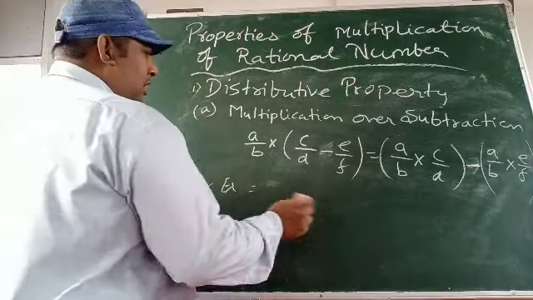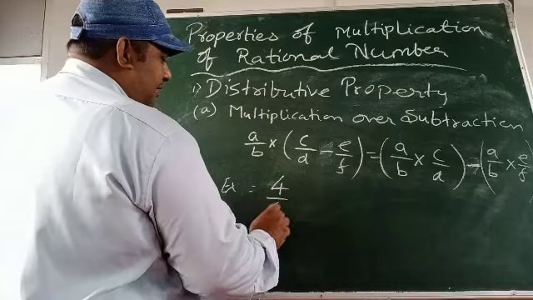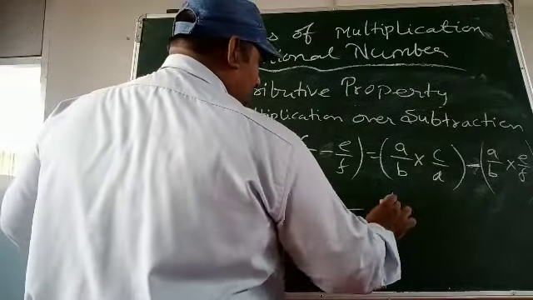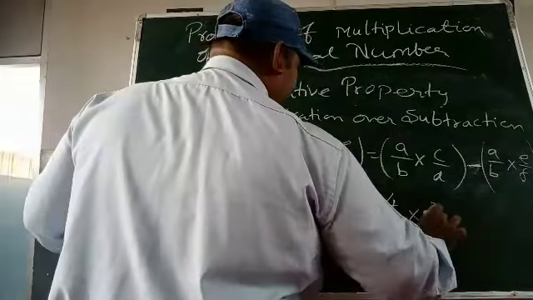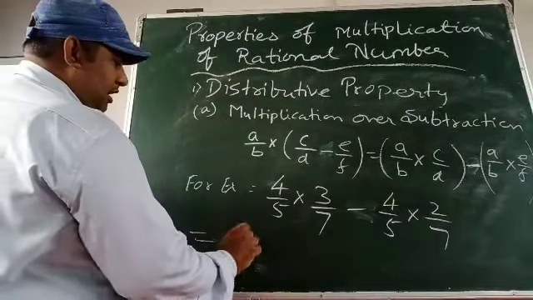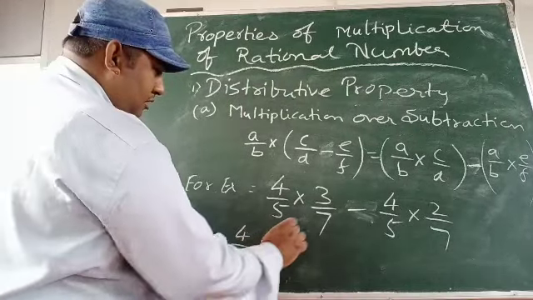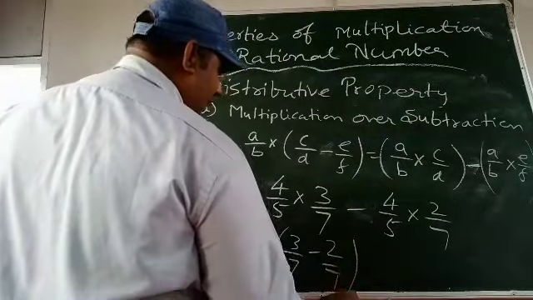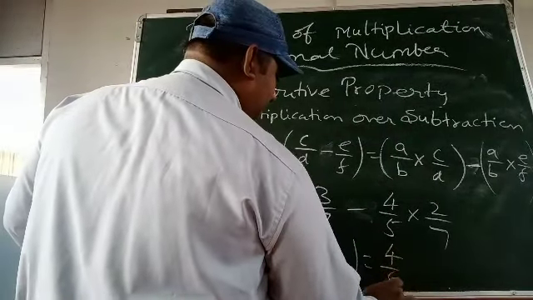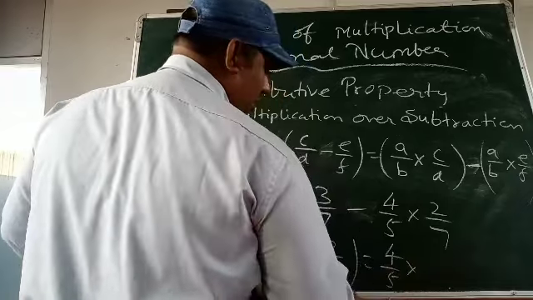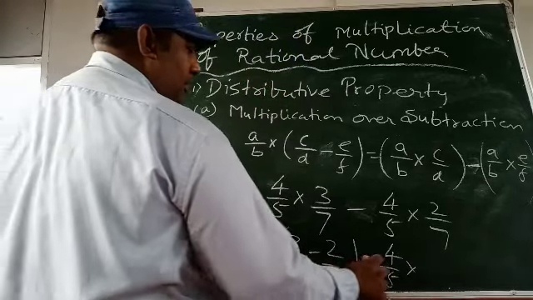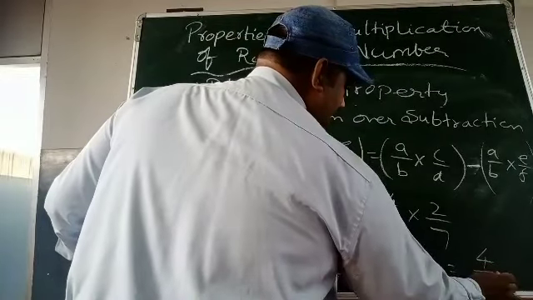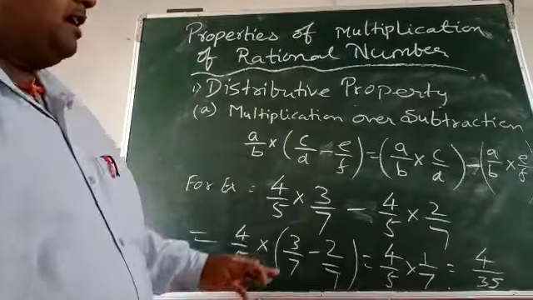Example, you look. Suppose 4 by 5 into 3 by 7 minus 4 by 5 into 2 by 7. What will be the result? 4 by 5 into 3 by 7 minus 2 by 7. It will be 4 by 5 into, you solve the bracket, then you get 1 by 7. And your answer will be 4 by 35.